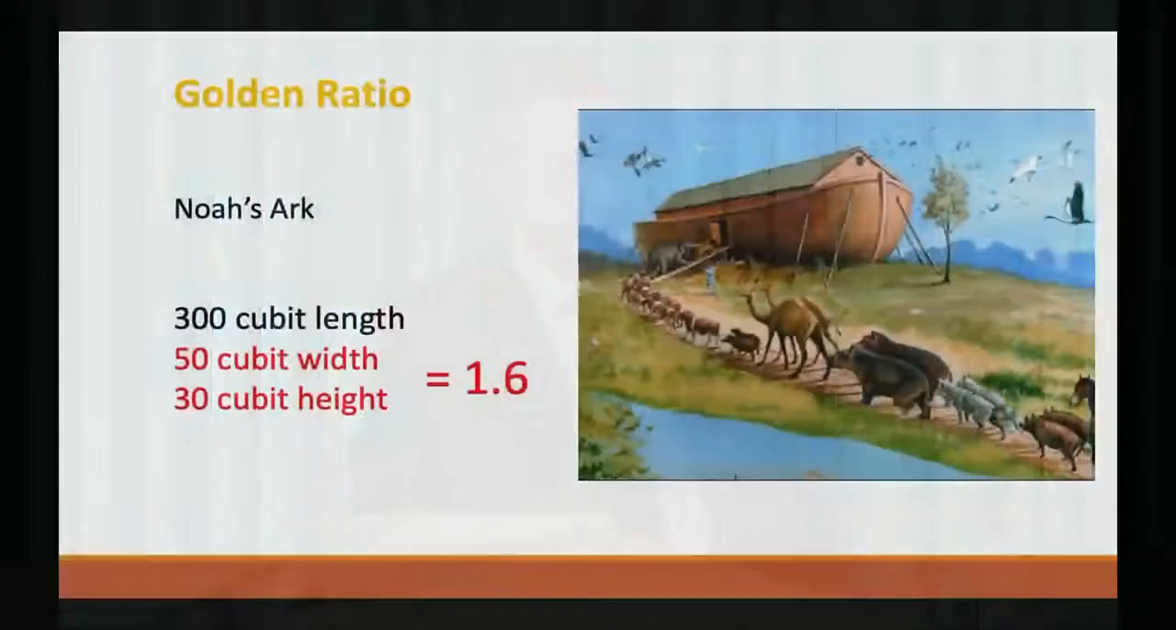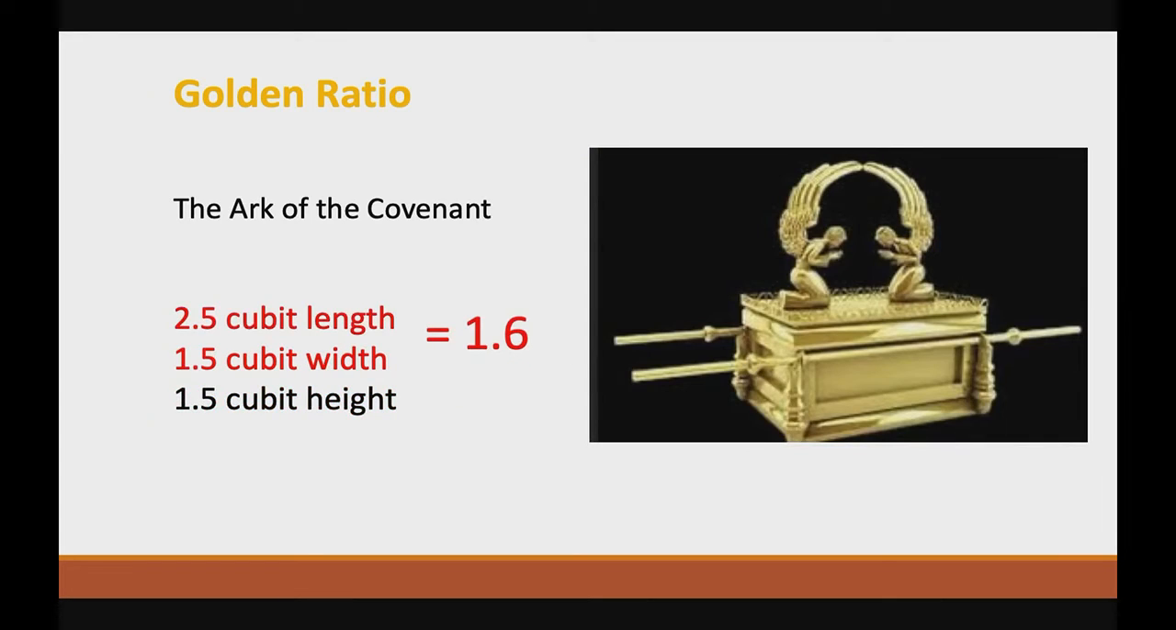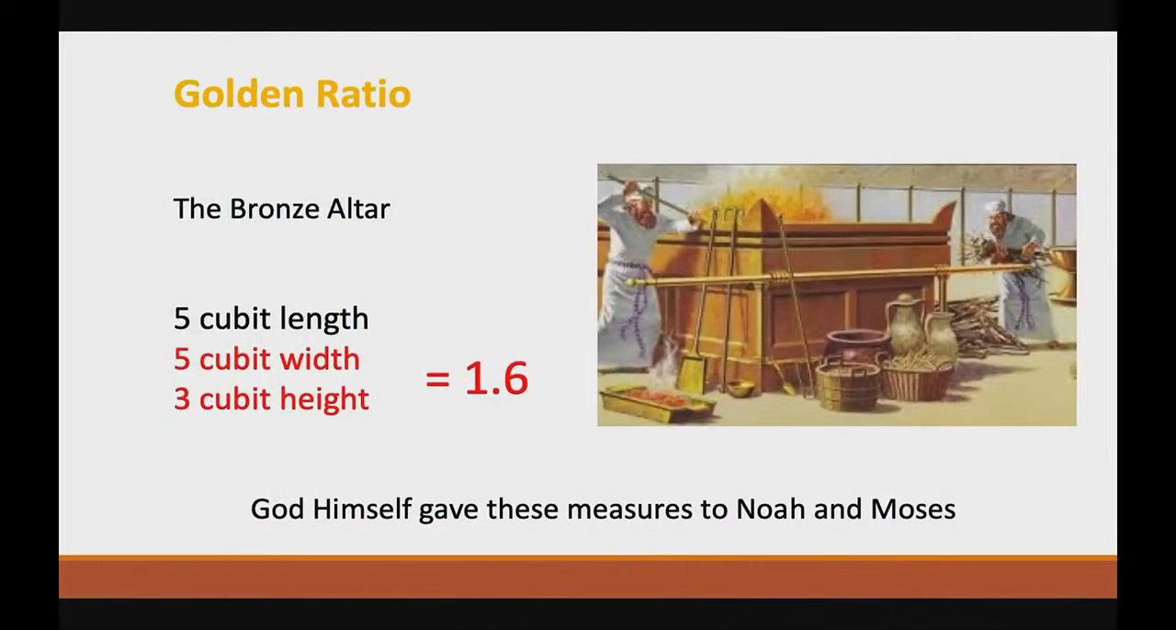The golden ratio you find in the proportion of the ark. The same proportion is there, 1.6. You notice this proportion in the Ark of the Covenant, 1.6, it's there. You notice this proportion in the bronze altar. Do you see the signature of God? Yes.